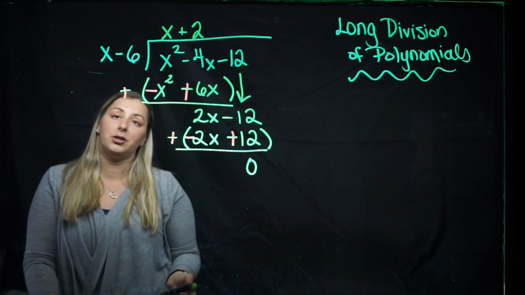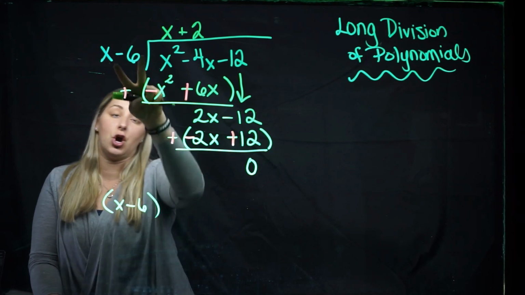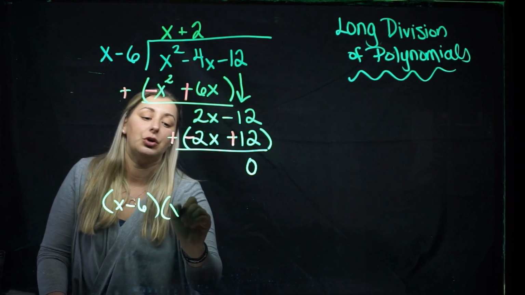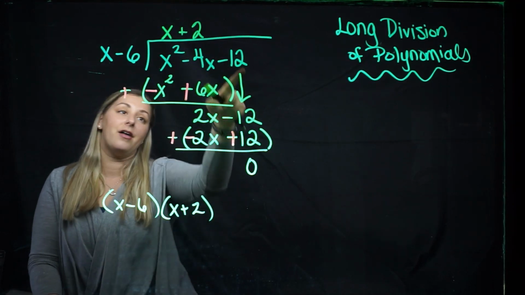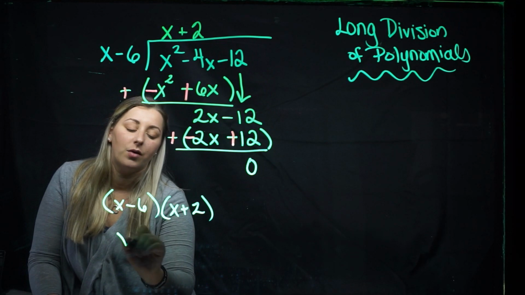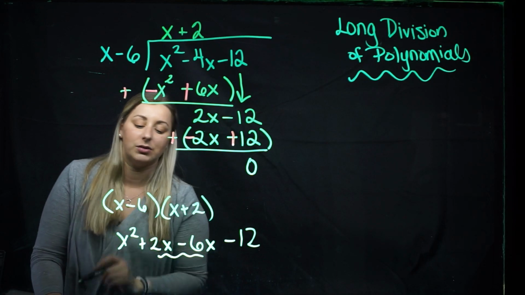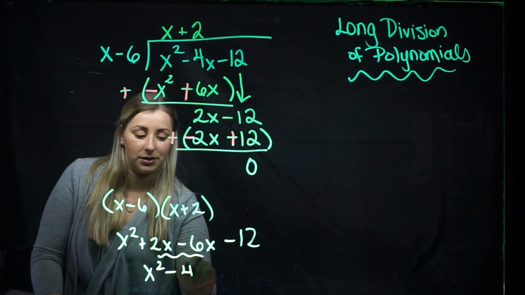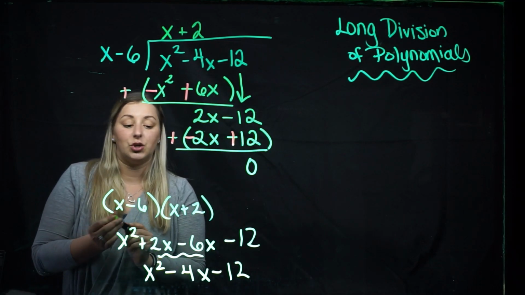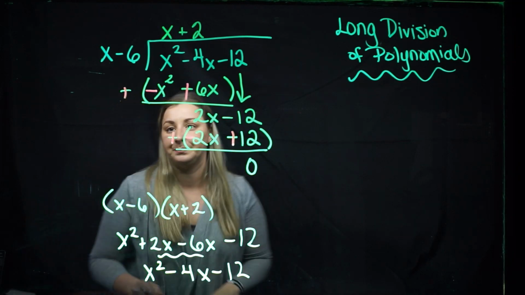If you wanted to double check this, all you would need to do is check your multiplication. So if you take x minus 6, the original binomial that you were given there, and multiply it by the x plus 2 that you found, you should get the polynomial that is underneath that little division house. So multiplying or foiling that out, we've got x squared plus 2x minus 6x minus 12. Combining those like terms there, x squared minus 4x minus 12. And that's exactly what was underneath the division house, so we know that we have divided correctly, and we checked that using multiplication. All right, let's try another example.